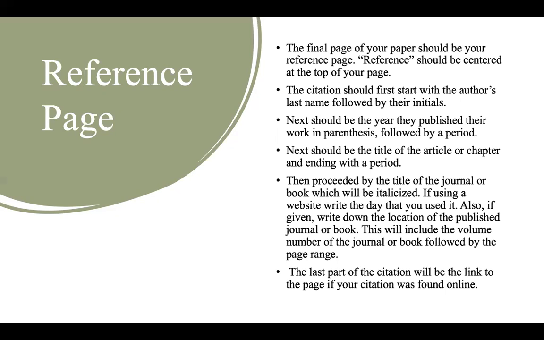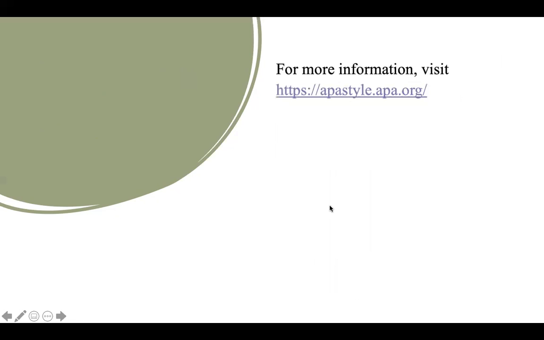This will include the volume number of the journal or book, followed by the page range. The last part of the citation will be the link to the page if your citation was found online. For more information, visit the APA website.